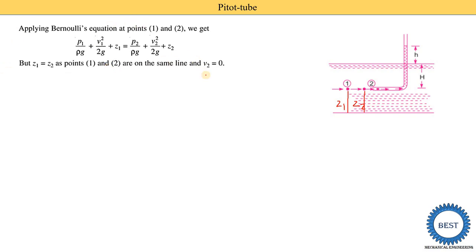And we also know that the V2 is 0 because the velocity is converted into pressure energy. So this part is cancelled and the V2 part is 0. So what is the remaining equation? The remaining equation is P1 upon rho g plus V1 square upon 2g is equal to P2 upon rho g. Now instead of P1 upon rho g we can write down this capital H.